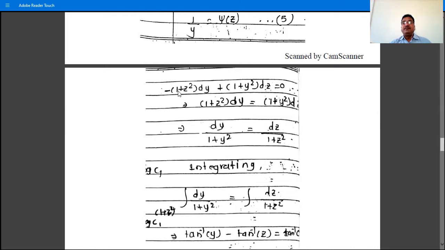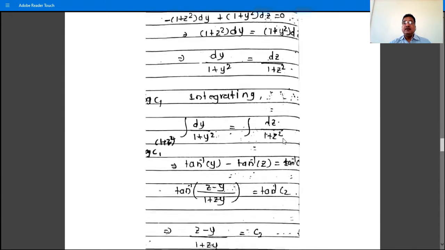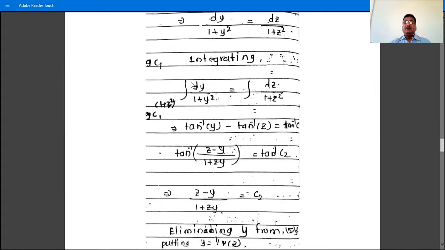It is a differential equation in 2 variables. So solve it by separating the variables. dy divided by 1 plus y square, dz divided by 1 plus z square, by shifting the quantity to the RHS, and then separate the variables and integrate it. The integration of 1 by 1 plus y square is tan inverse y, then 1 by 1 plus z square is tan inverse z.